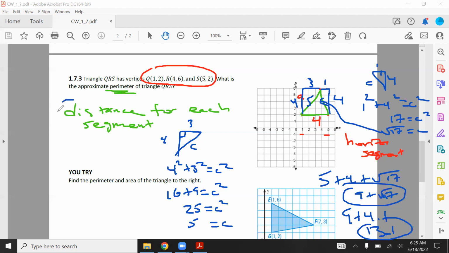So what you have to do is find the distance of each segment, right? The horizontal leg was pretty easy from 1 to 5, but the other two sides were slanted. I had to do Pythagorean theorem by drawing right triangles around those segments. And then, just simply saying, oh yeah, this is a length of 4 right here, a length of 3, a squared plus b squared equals c squared, and doing likewise for the other side.